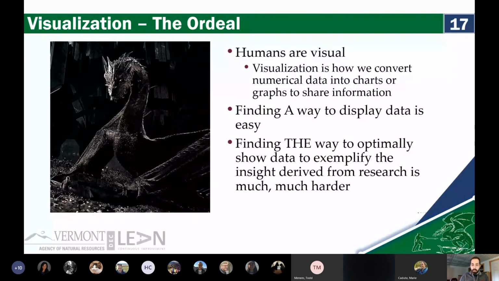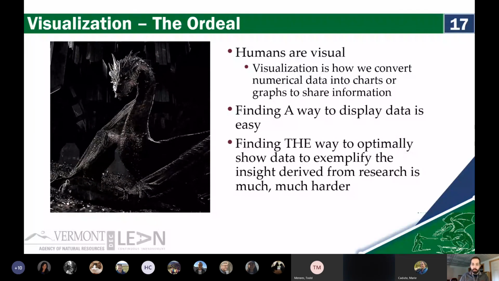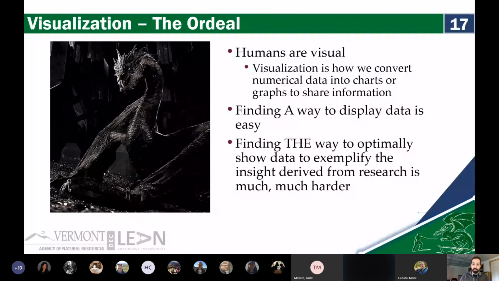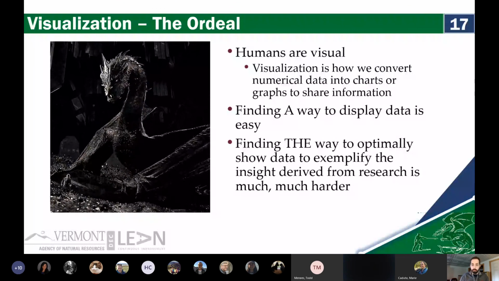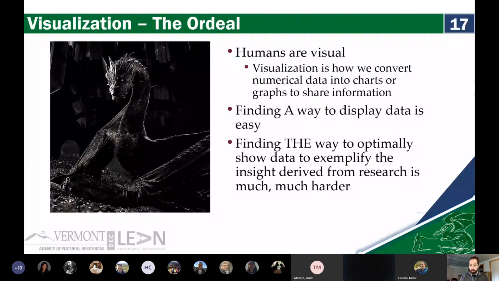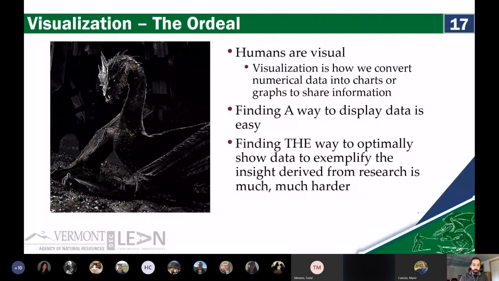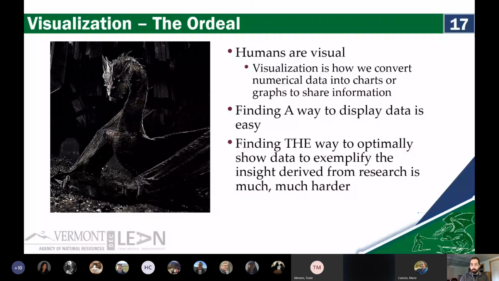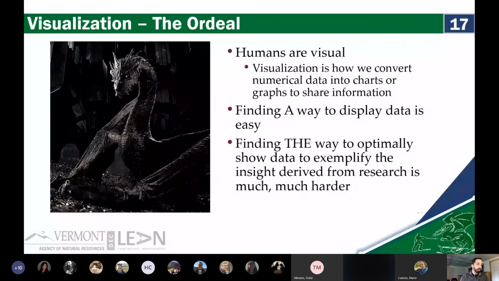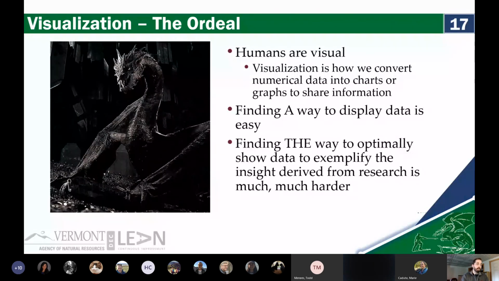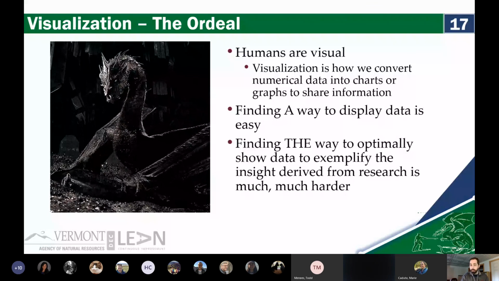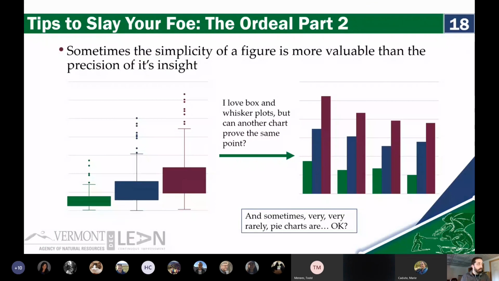We want to try and use graphs to show information when possible. Graphs are much, much, much more persuasive than any text or chart that you can show, and it's just part of how our brains work. It doesn't matter how logical your chart is. If it's got a visual element, it's more powerful. So we want to find a way to optimally show the data.